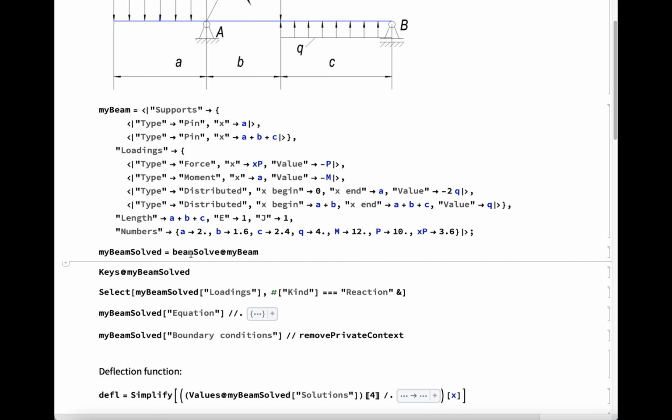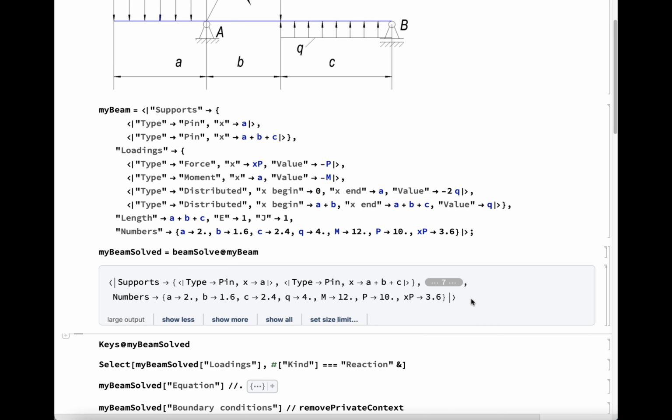Using the BeamSolver function, we automatically find the support reactions, make a differential equation of the beam with boundary conditions, and solve this equation analytically. Let's do it. Okay, it takes a few seconds to solve the ODE. As a result, we get some association, which I called my beam solved.